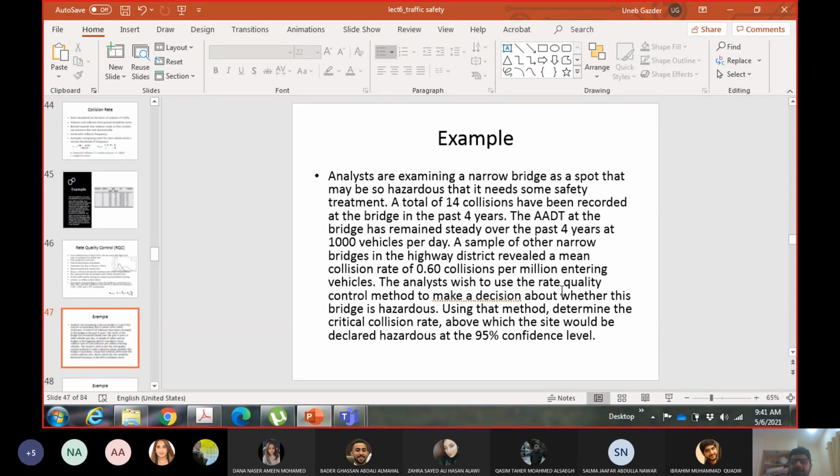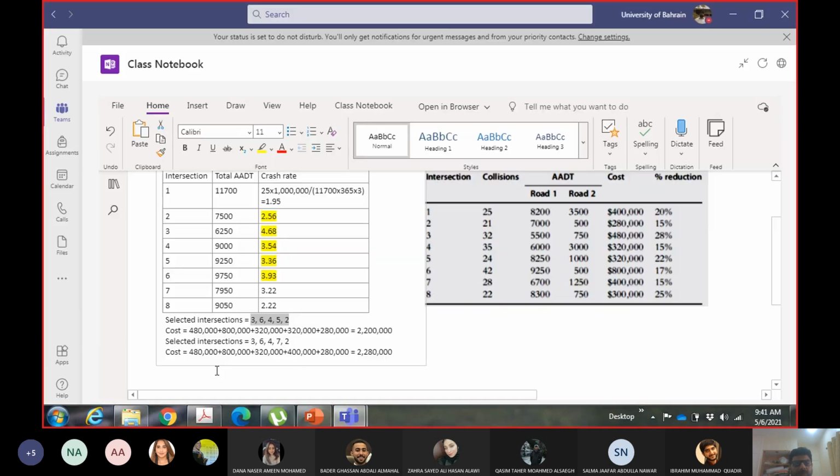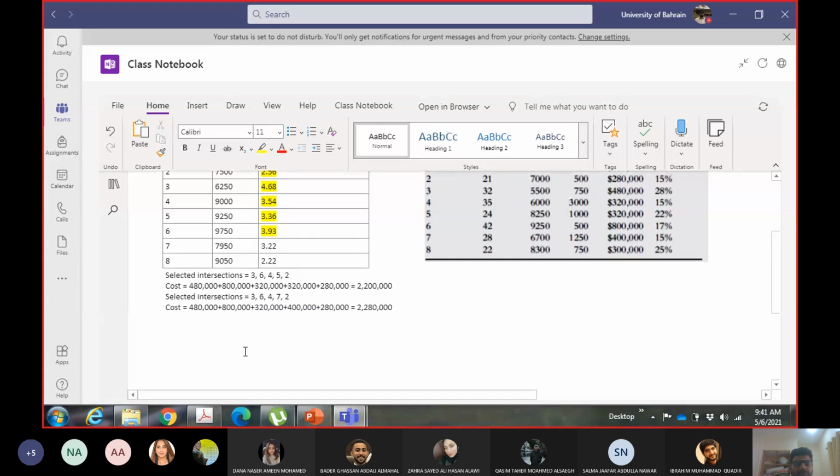We want to apply the rate quality control method to find out if this bridge is hazardous or not. Hazardous meaning more hazardous than a normal average short bridge. A normal bridge of similar type, is it more hazardous than those bridges or not? And they are using a confidence interval of 95%. So let us do this.